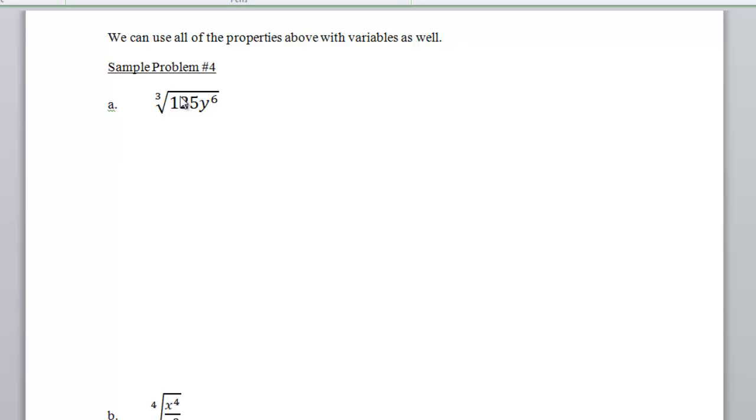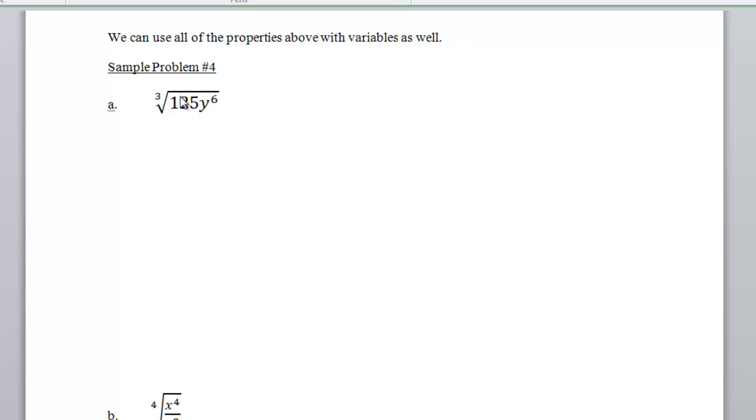Now we'll just take a look at some examples that combine a little bit of all the properties that we've learned in this unit or this lesson. So go ahead and take the opportunity to try these on your own first. You'll benefit more from the demonstration if you've taken a look at them and given them a try.